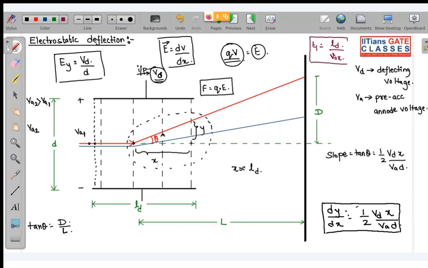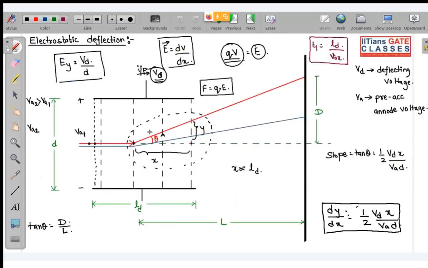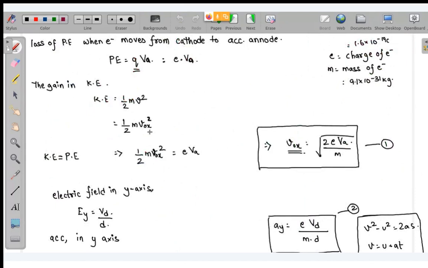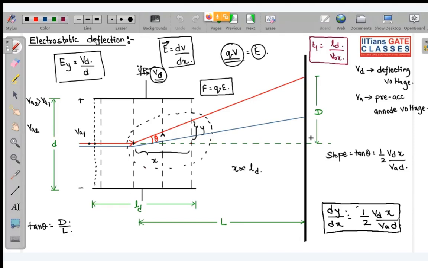Now there are 2-3 questions asked in ESE about transit time. They will give you directly the value of LD and V0x, or you need to calculate V0x from this equation. I have derived V0x somewhere. Yeah, so this is V0x. You can find it from here.